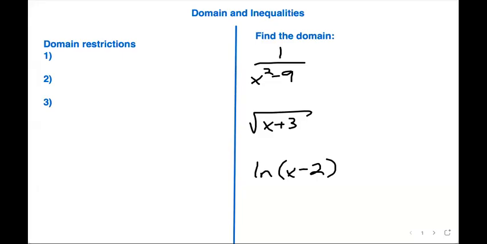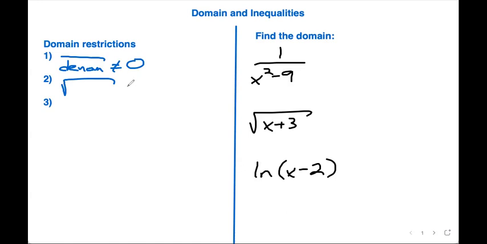Domain and inequalities. So there's three domain restrictions overall. You need to know this does not include trigonometry. That's its own situation. So for domain, the first rule is a denominator. We know anything in the denominator cannot equal zero. So whatever's in the denominator, you set equal to zero, and that's what it cannot equal.